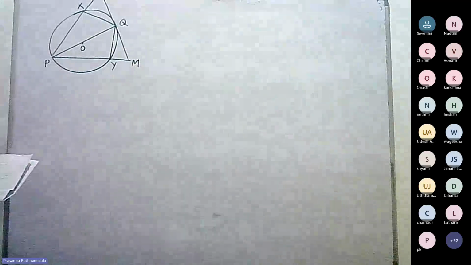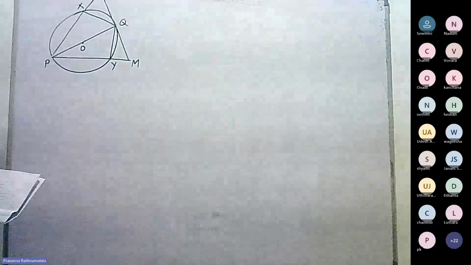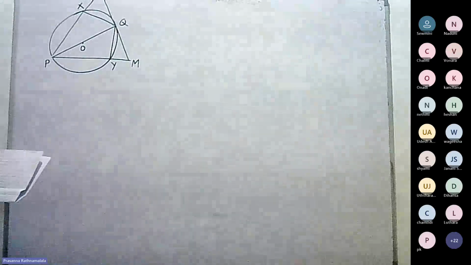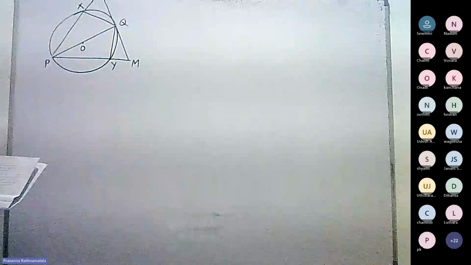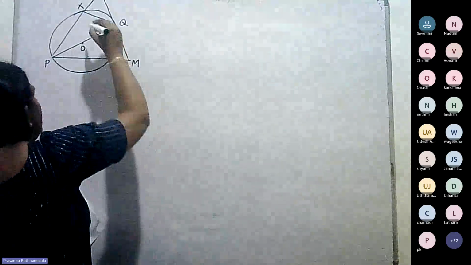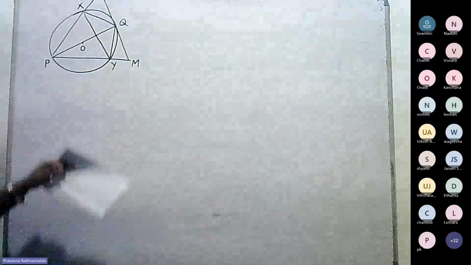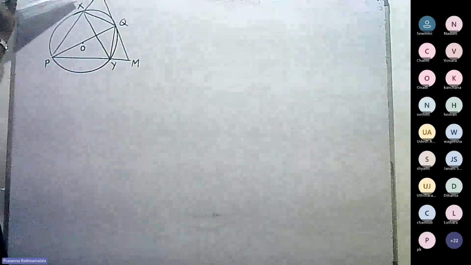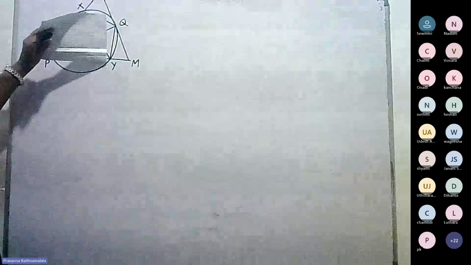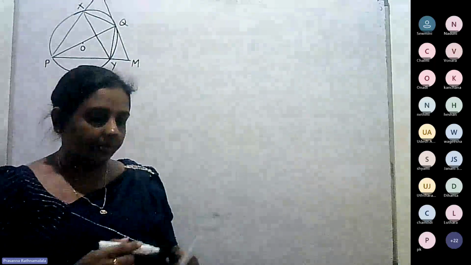Copy the diagram and mark the information given above in it. Show that LXYM is a cyclic quadrilateral. You show that LXYM is a cyclic quadrilateral.